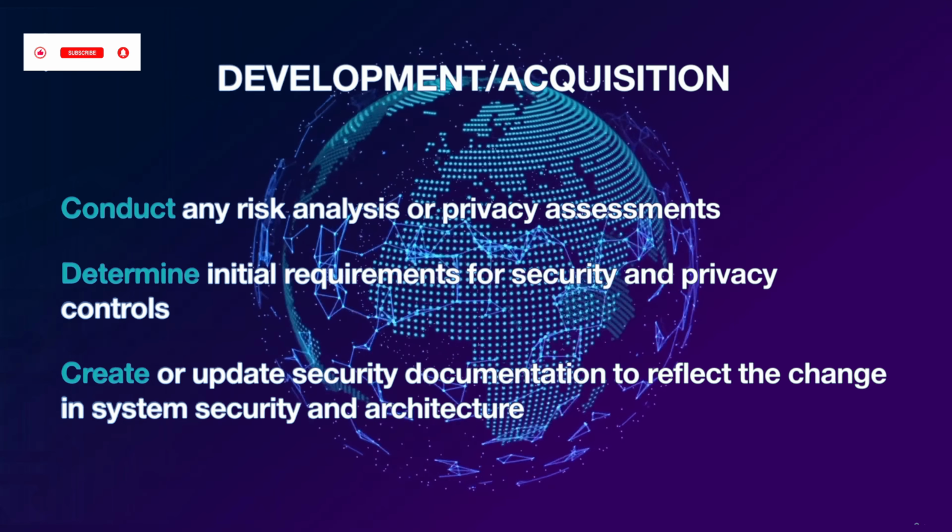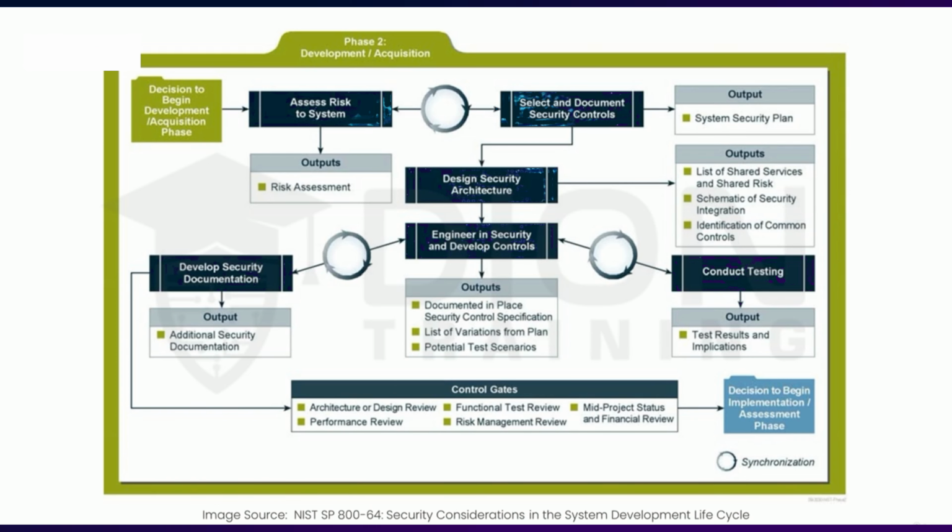So again, when you look at the NIST 800-64, this is how they lay out the development and acquisition. So once we understand the initial risk, we want to perform an impact assessment or a risk analysis, and that's where we get our risk assessment report as an output. Again, here your security controls, also here your security architecture design right here, and then we are engineering all the controls into the design itself. Then we develop or update any documentation. Then once we are satisfied with all of that, we can move into the implementation and assessment phase.